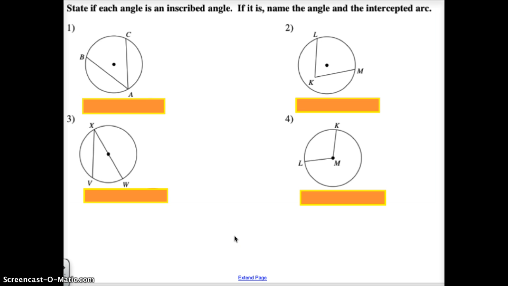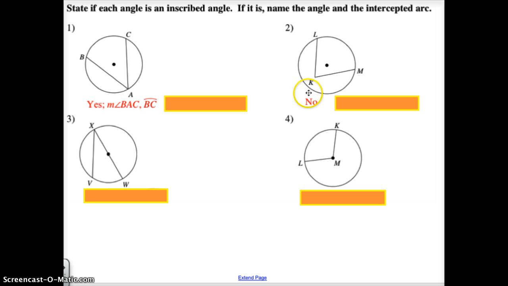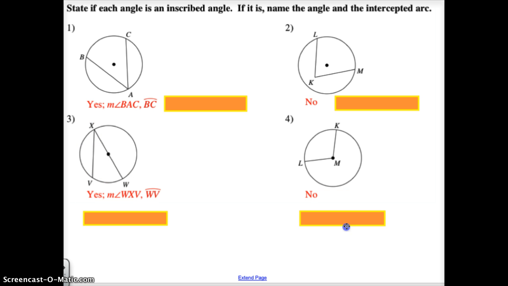State if each angle is an inscribed angle. If it is, name the angle and the intercepted arc. So number 1, BAC, is it inscribed? Yes, the angle is BAC and the arc is arc BC. Number 2, is the angle inscribed? No. K has to be on the circle. Number 3, yes, with arc WV or VW being the intercepted arc and angle VXW or WVX. Finally, this is a central angle, not an inscribed angle.